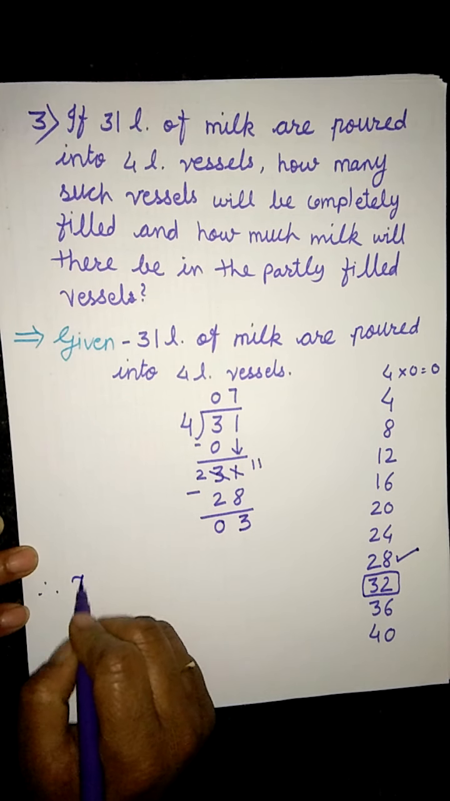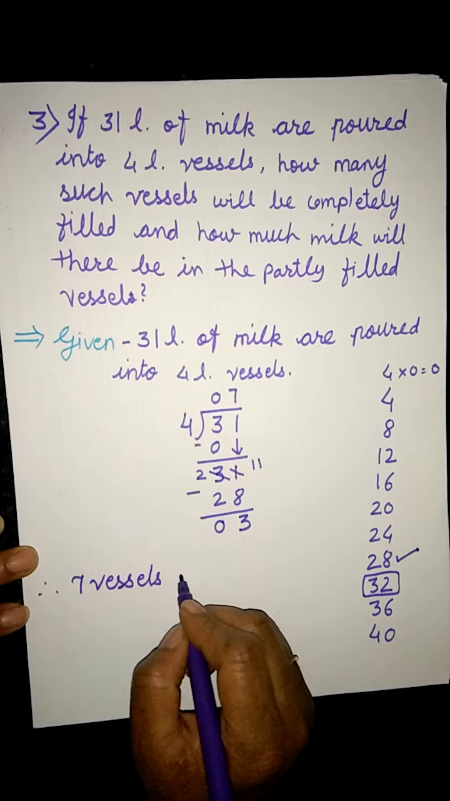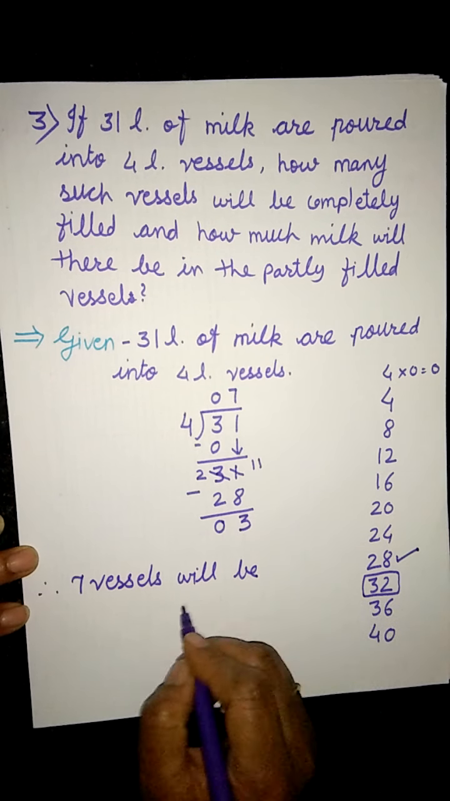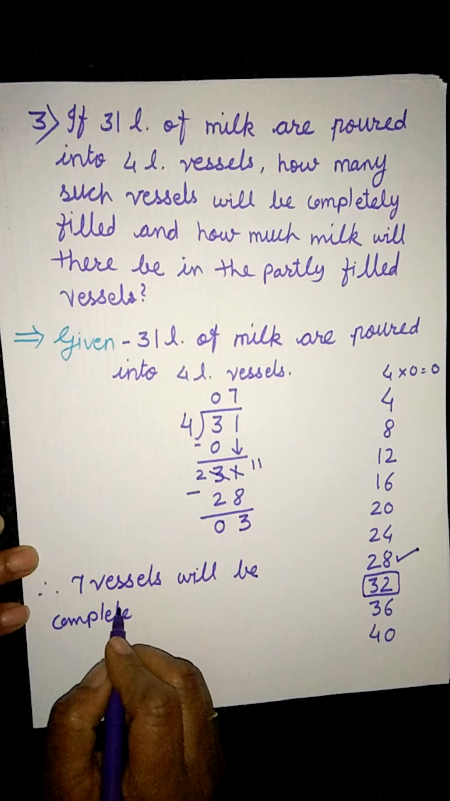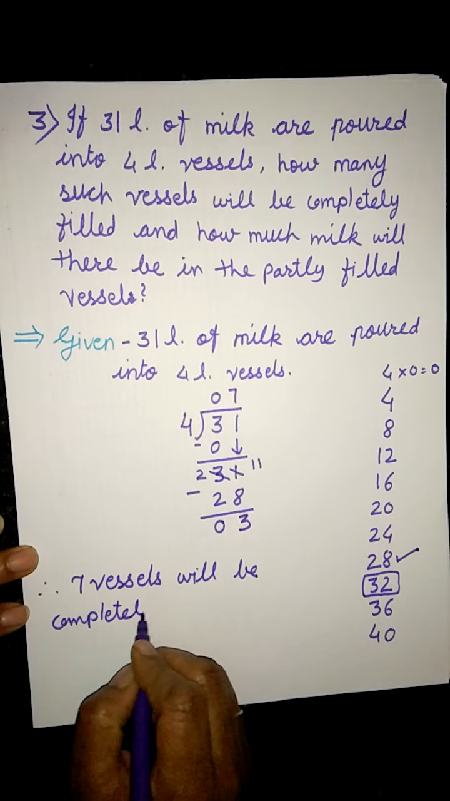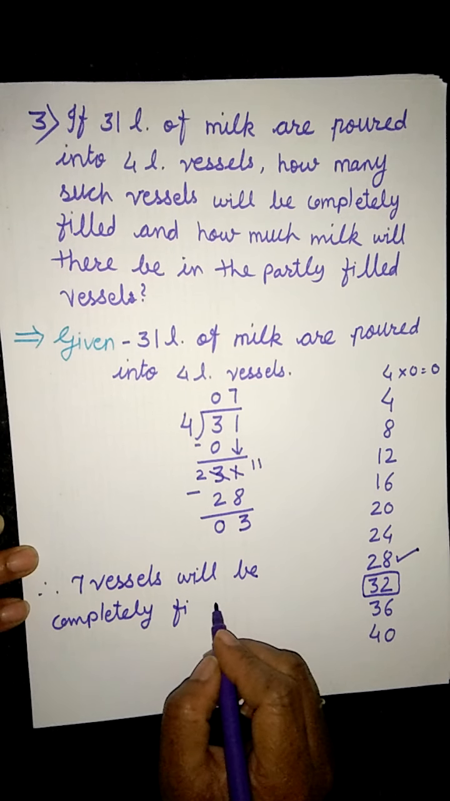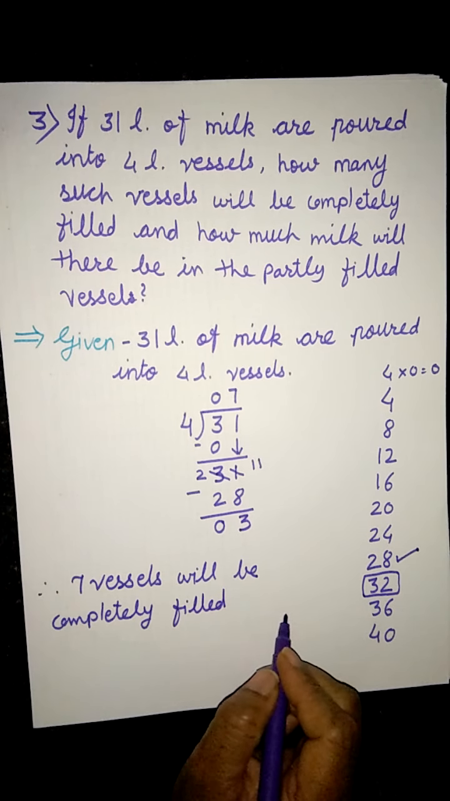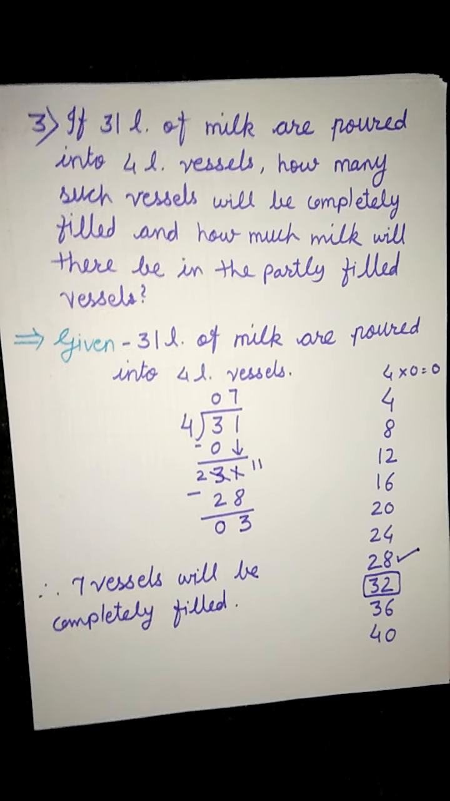Therefore, 7 vessels will be completely filled. Completely filled. This answer we get.